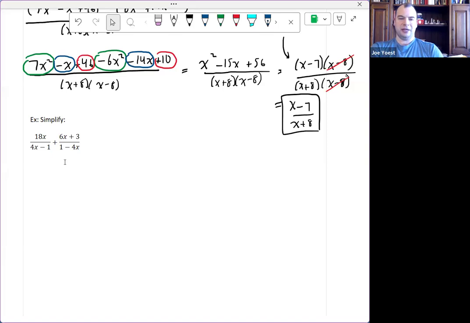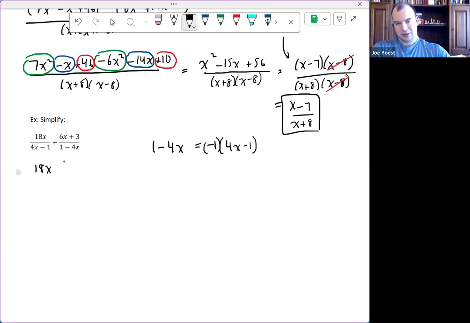Why is this in the section with like denominators? Well, these are two different denominators, but they're so similar, they're really easy to make look like one another. I noticed that 1 minus 4x is negative 1 times 4x minus 1. So I could think of this as 18x over 4x minus 1 plus 6x plus 3 over negative 1 times 4x minus 1.